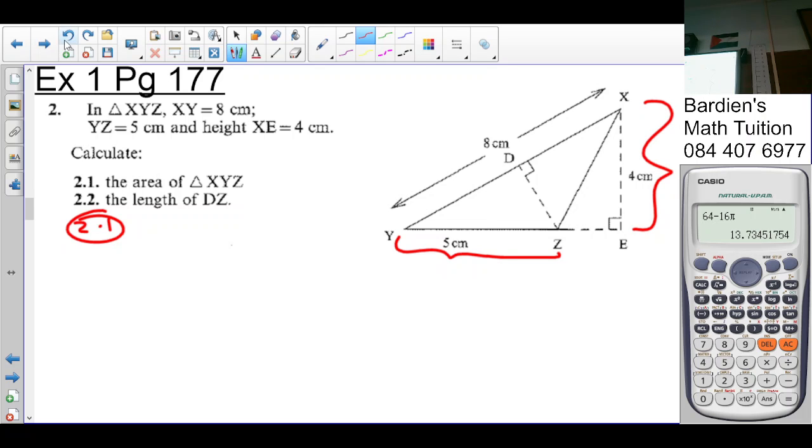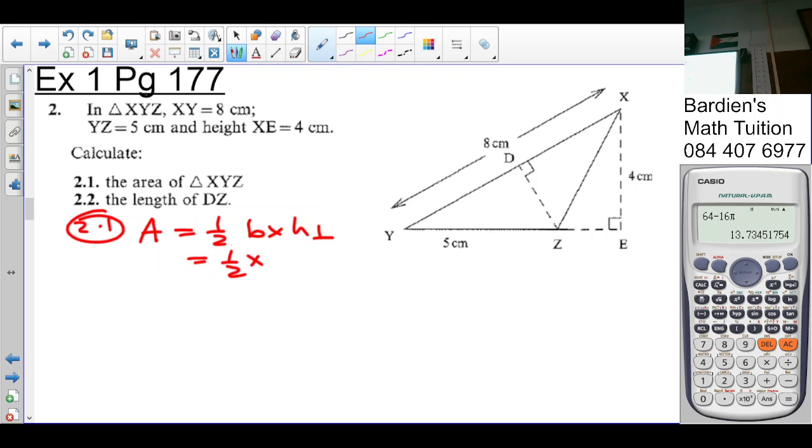So we're going to go with half base, the area is equal to half base times perpendicular height. So what is my base? 5 times 4, which is 10 centimeters squared.